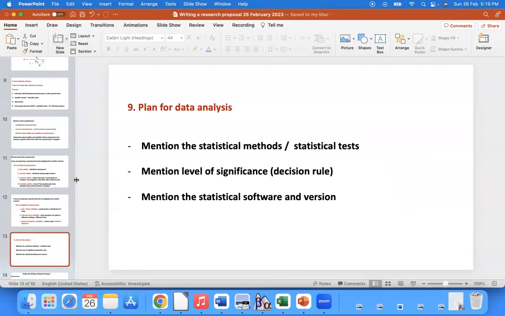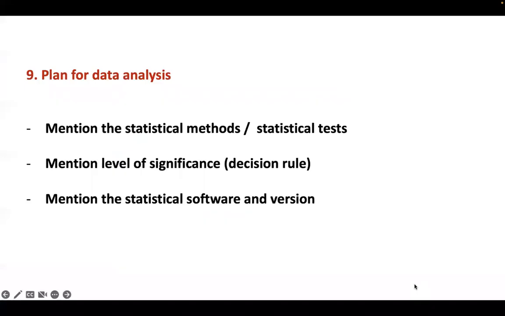So data analysis, right? In data analysis, you have to mention what statistical method or statistical test is used, and the level of significance. Level of significance is otherwise known as the decision rule. You know that 0.05 is considered the level of significance. So when the p-value is less than 0.05, the association or difference is statistically significant. You have to mention that in the proposal.